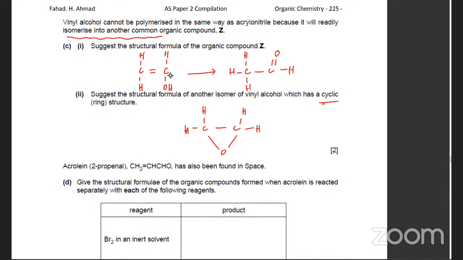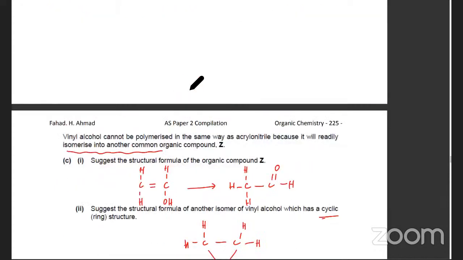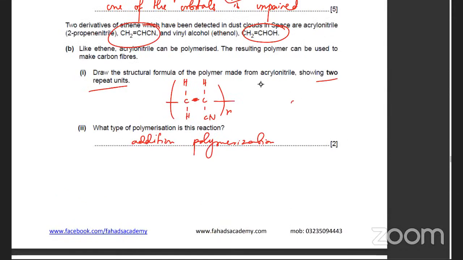For this one, I think you should draw 2 repeat units. This is what you're going to draw. You're going to draw 2 repeat units. And the other thing is, make sure you show these continuation bonds. Don't put brackets around it. That's it. So that's how you're going to draw 2 repeat units without any brackets. But make sure these continuation bonds are shown.